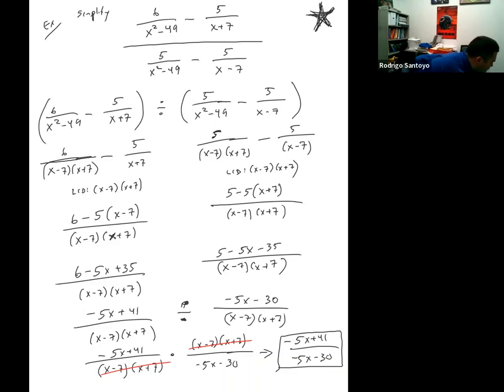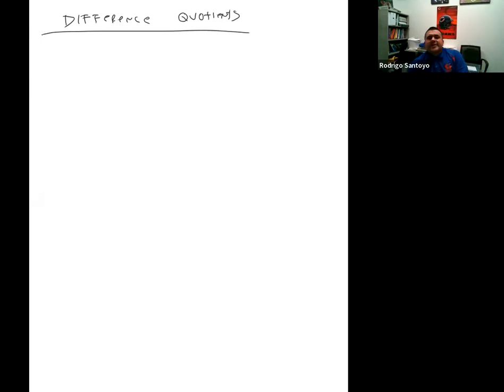Okay, and then we'll look at one last thing here, which is difference quotients. Difference quotients is really something that's looked at in depth in a calculus class, but it does apply to what we're doing here as well, since we're dividing polynomials. And this difference quotient is just f of x plus h minus f of x over h.